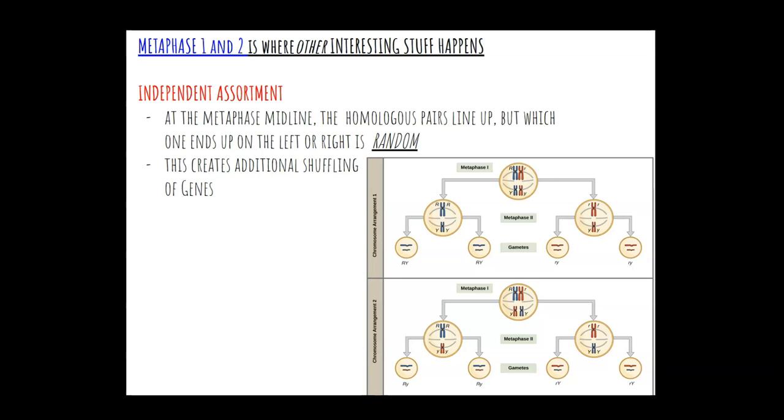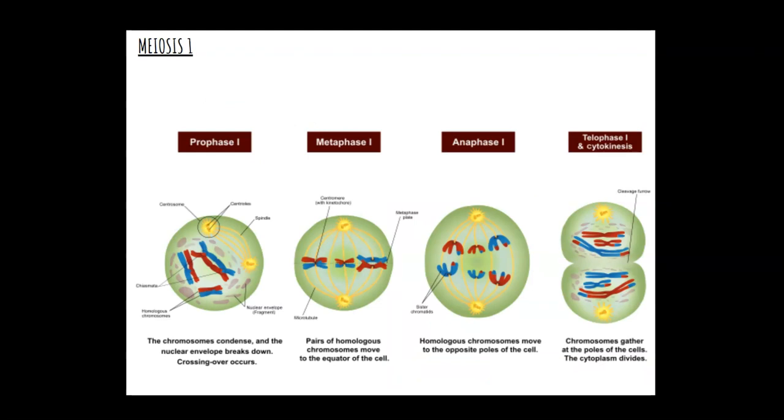So these two processes result in the formation of gametes that are different from each other and different from the parent. So let's have a quick look at meiosis in its sequence. During prophase 1, just like in mitosis, you get the chromosomes condensing and the nuclear envelope breaks down, but during prophase 1, this is where you get tetrads and crossing over.